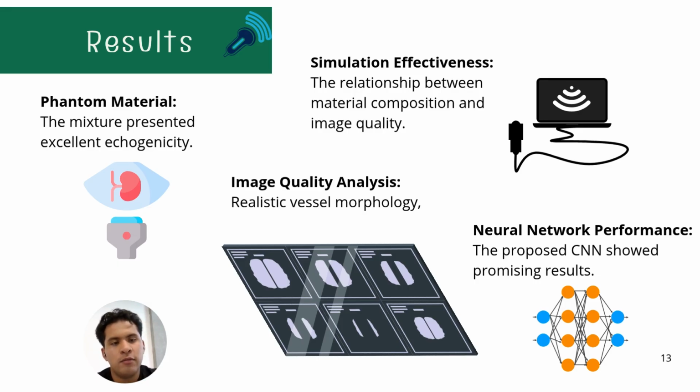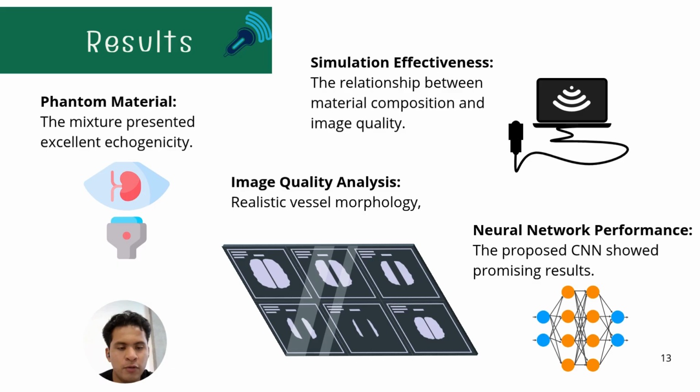The agar plus glycerol mixture demonstrated excellent echogenicity, producing high-contrast B-mode ultrasound images suitable for anatomical simulation. The phantom structure yielded realistic vessel morphology, enabling clear visualization of a simulated stenosis, with visible narrowing and signal variation. Due to its low cost and good performance, this phantom is ideal for teaching purposes and use in low-resource clinical settings. The relationship between material composition and image quality highlights the importance of realistic acoustic properties for effective clinical training tools.